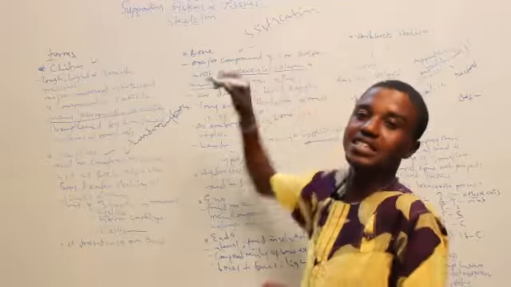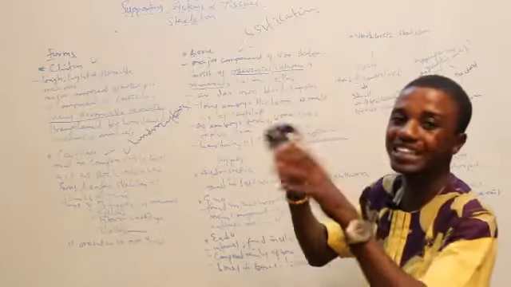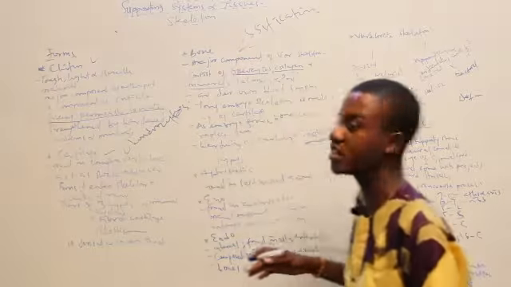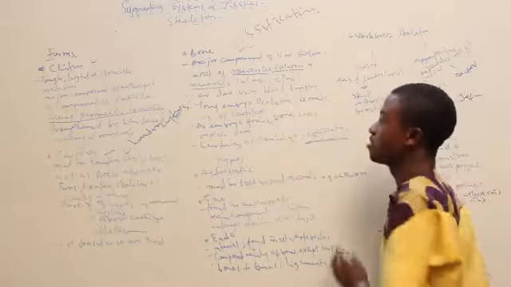Ossification is the process by which cartilage is hardened into bones. When you impregnate them with minerals, such as calcium carbonate and calcium phosphate, we call it ossification.